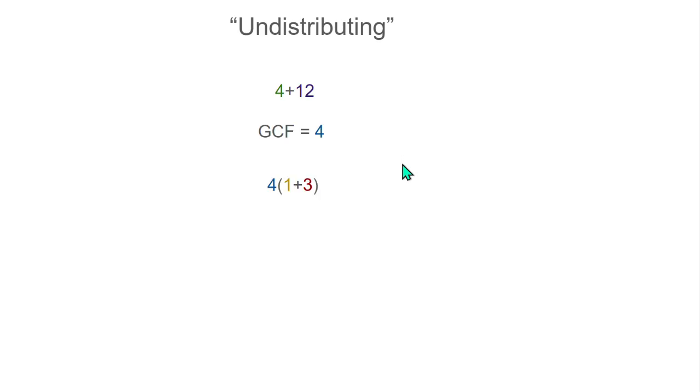Next, we can set it up so that 1 plus 3 is on the inside of parentheses, and 4 is being distributed to them like this. It is most likely very unclear how this helps us, but what if I were to ask you to do that with an expression like 9 plus 6x?